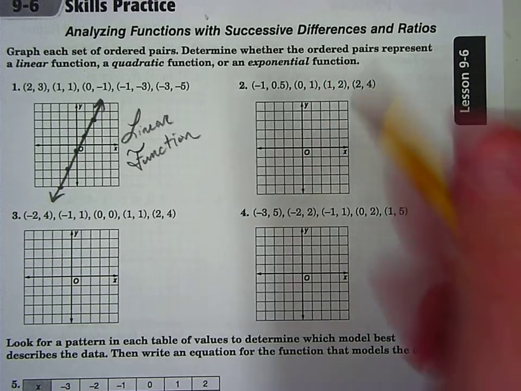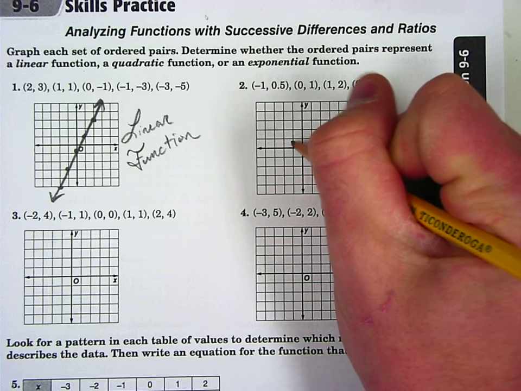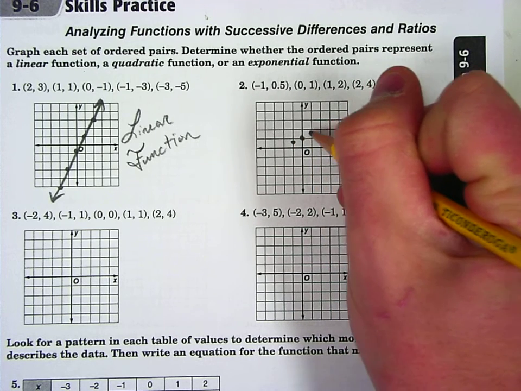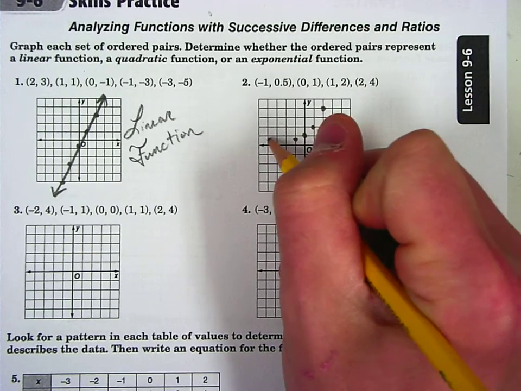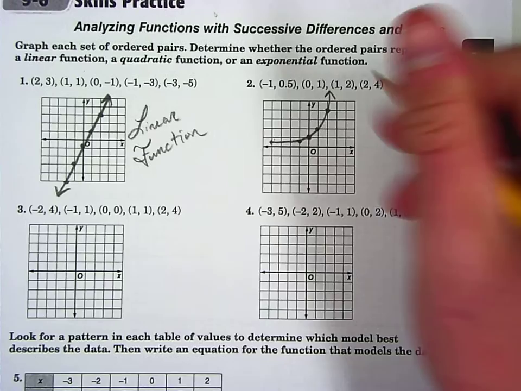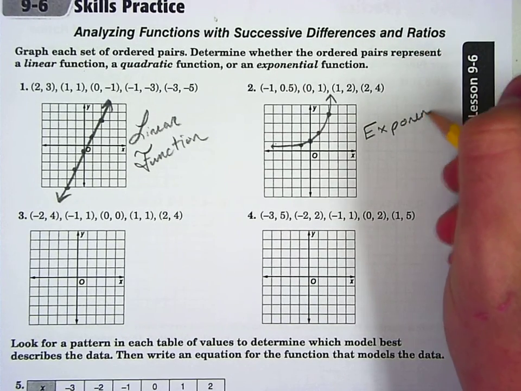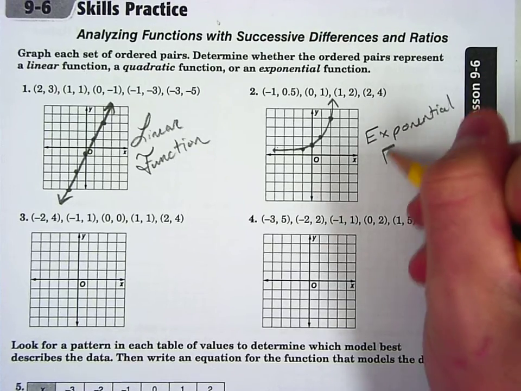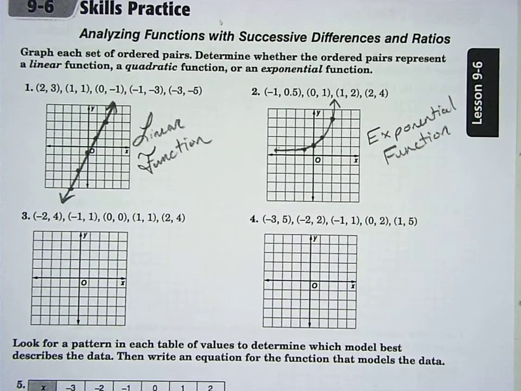Negative 1, 0.5. Alright, so about right here. Then (0, 1), (1, 2), (2, 4). Okay, so here we're going to have a smooth curve, and this is going to be an exponential function. Alright, it's exactly what we want.